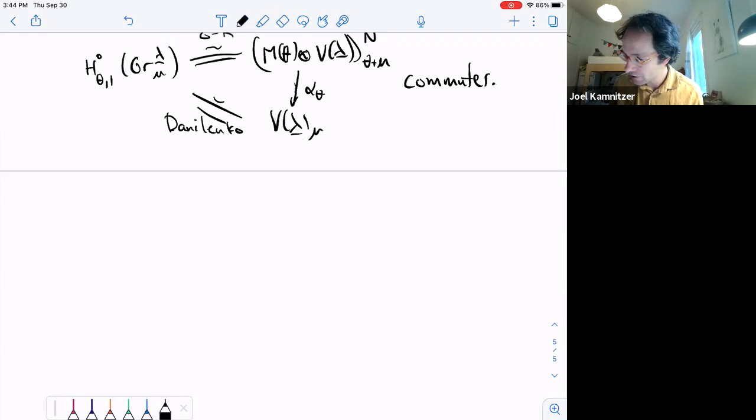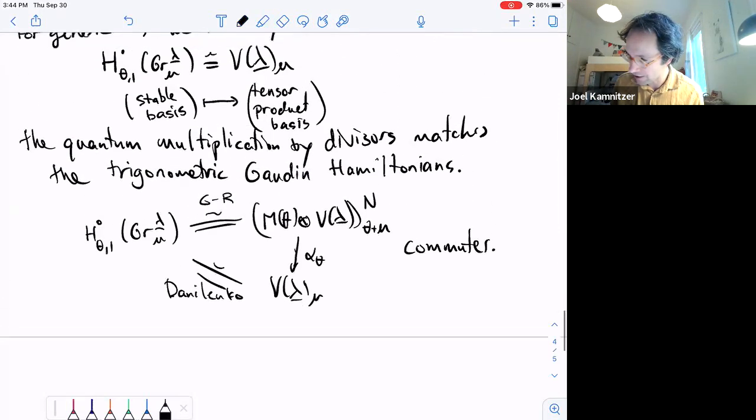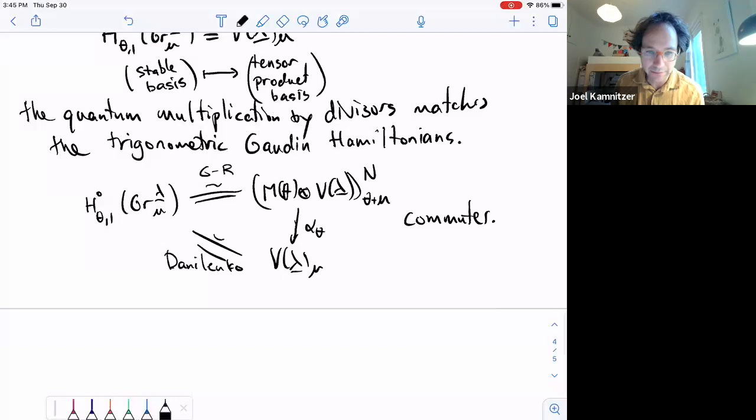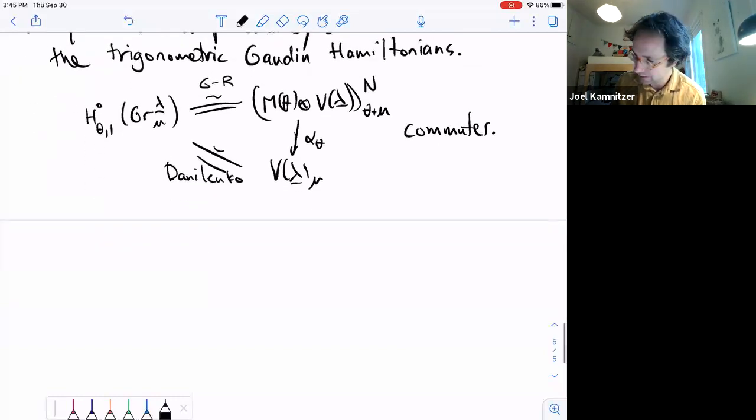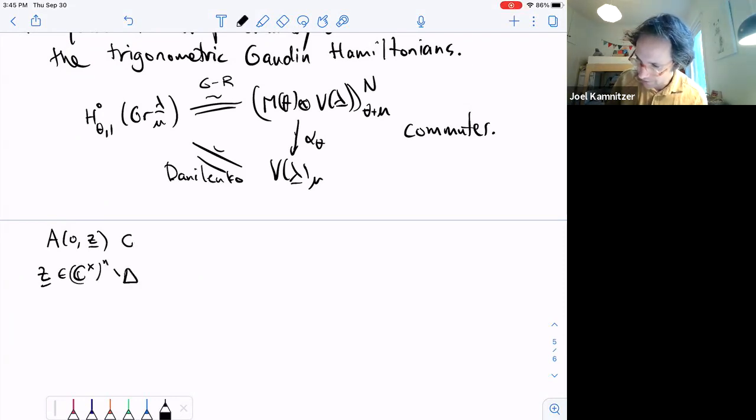Okay, so this was all a motivation for trying to study this trigonometric Gaudin algebra. So now we'll turn to the kind of thing we did with the usual Gaudin algebra, considering the monodromy. So again, we have this action of A of 0 z, where the z_i are again distinct non-zero complex numbers, acting on this space.